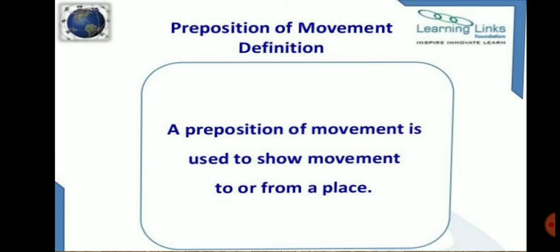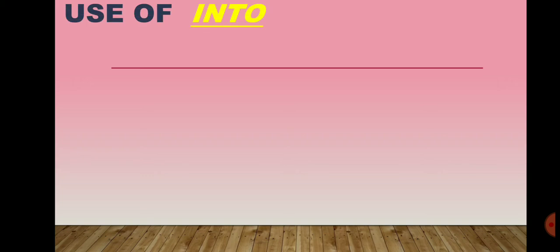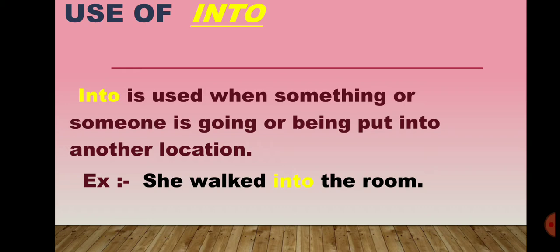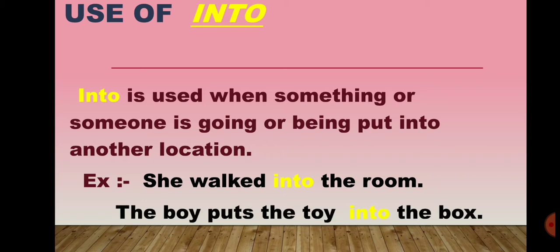Next is preposition of movement. A preposition of movement is used to show movement to or from a place. Let's see. First is into. Into is used when something or someone is going or being put into another location. Example: she walked into the room. In this sentence, the subject is changing her own location, or entering the room. The boy puts the toy into the box.